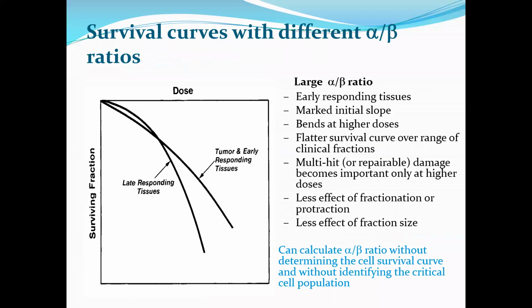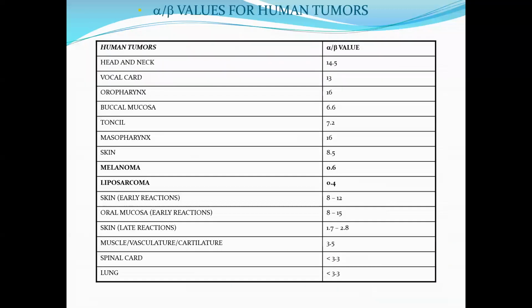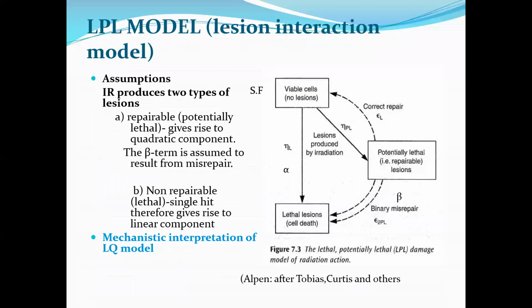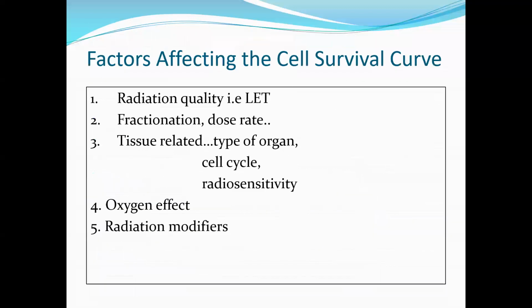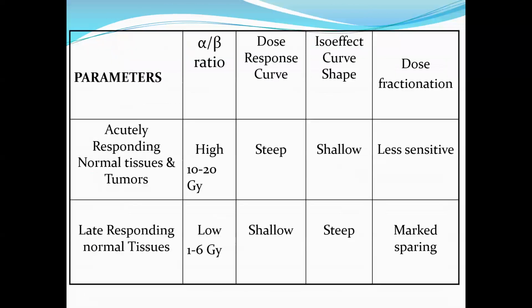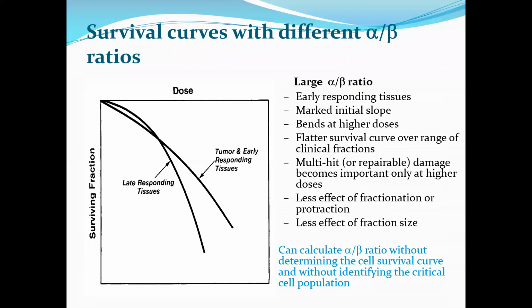Okay, now survival curves with different ratios. Can anyone explain these two survival curves? You can type.